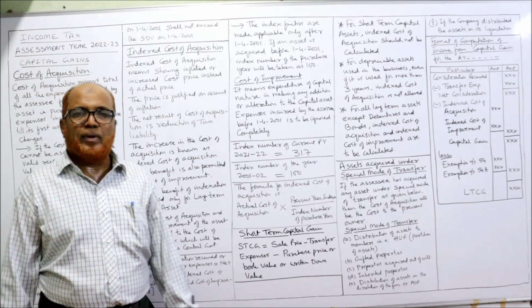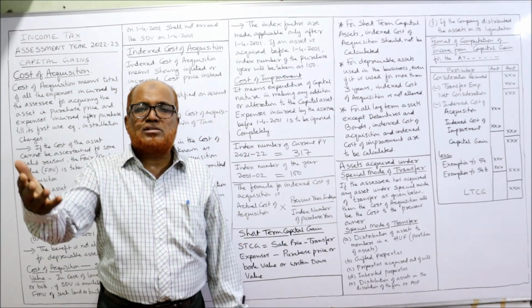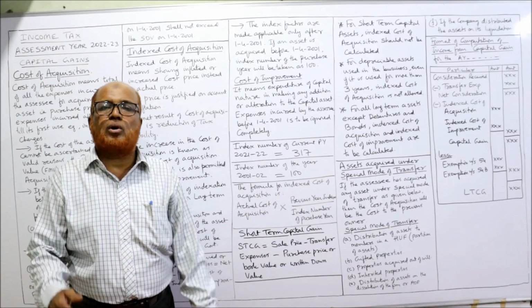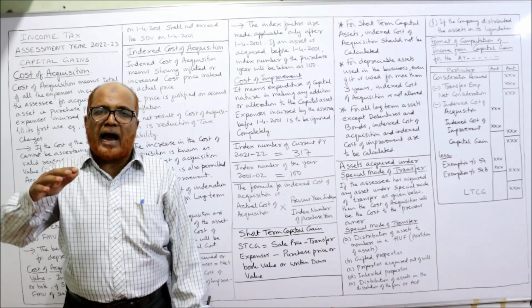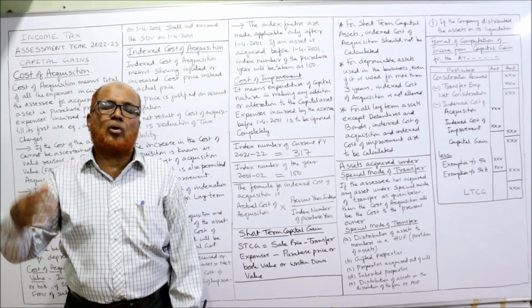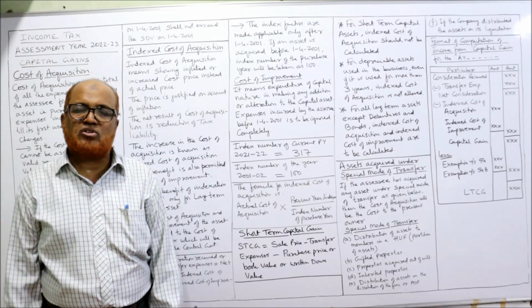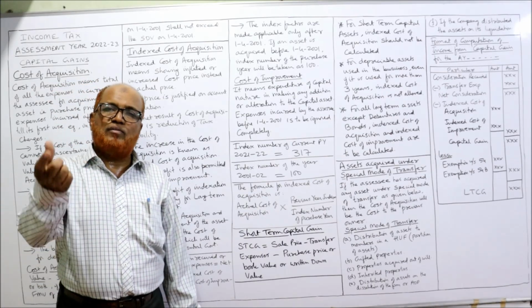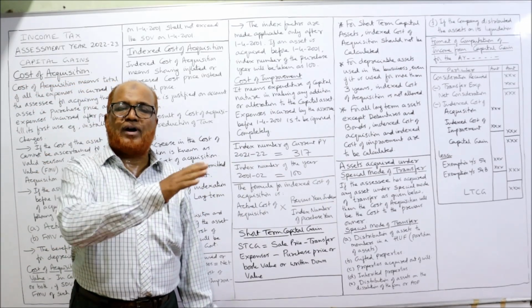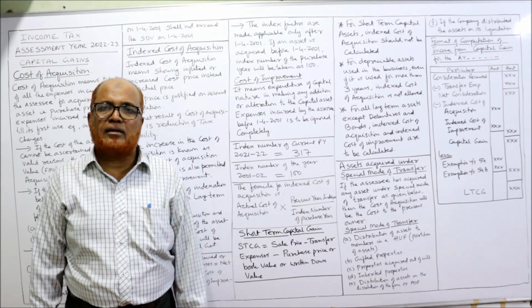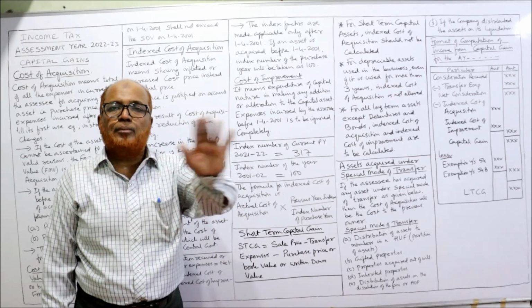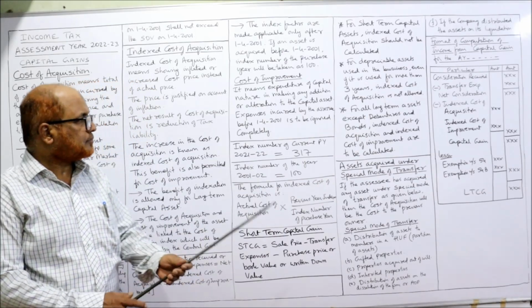Now, cost of improvement. If any additions or improvements are made on the capital asset, that is called cost of improvement. Like adding some more rooms to the building, adding one more floor to the building. So cost of improvement will also be indexed. If expenses are incurred before 1st April 2001, any improvements made before that should be ignored.